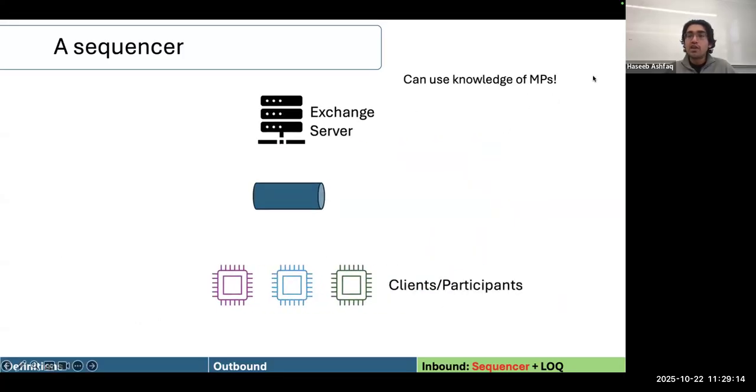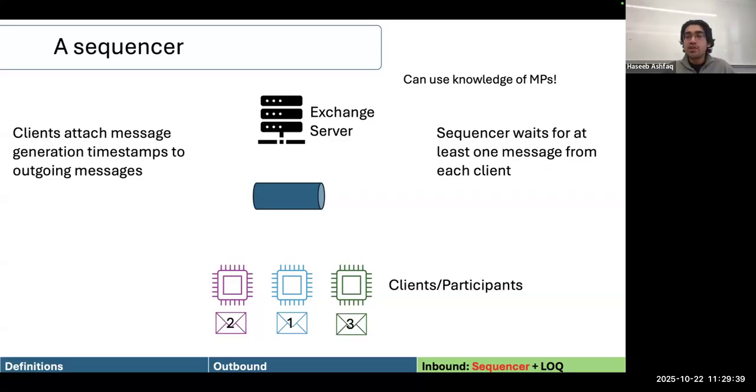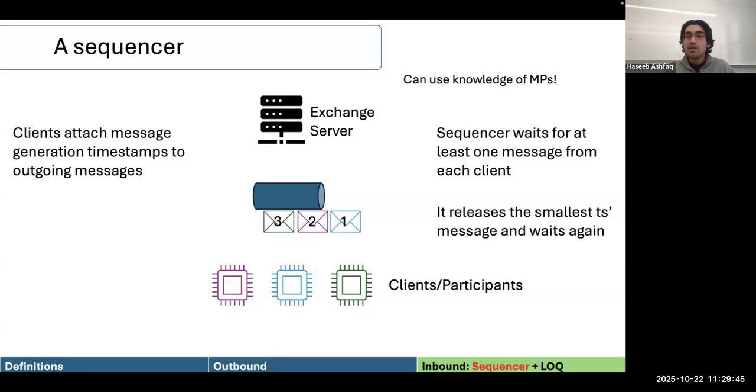What we end up doing is that we can use the knowledge of a fixed number of market participants. In this application we know how many market participants there are. So we can just try to wait for one message from each of the participants and then sort based on the timestamps. Clients attach message generation timestamps to all the outgoing trade orders, and the sequencer waits for at least one message from each client, and it releases the one with the smallest timestamp, and then it waits again.